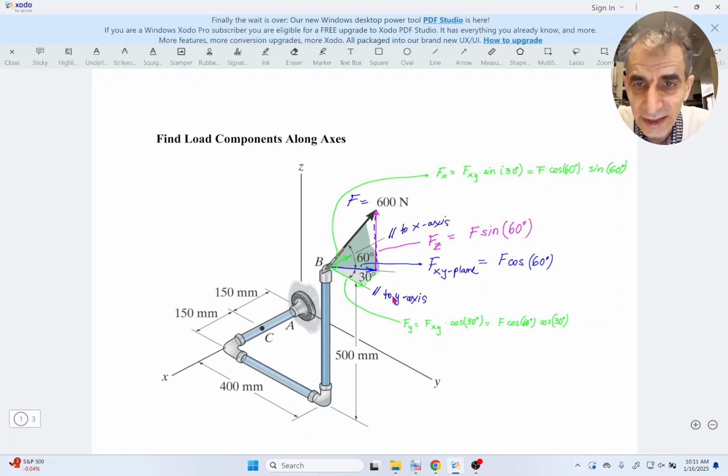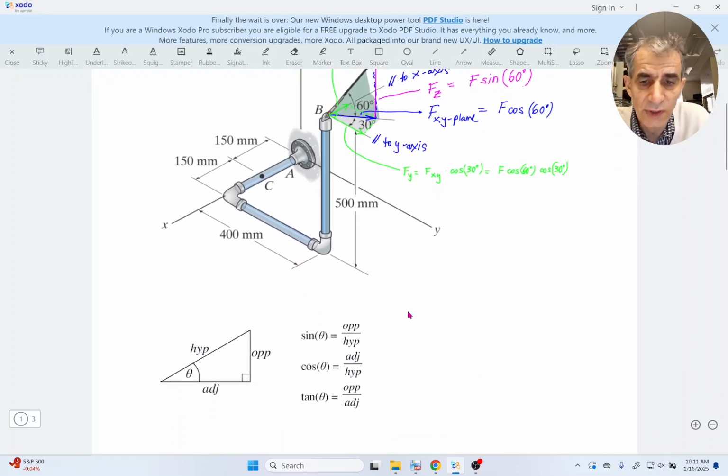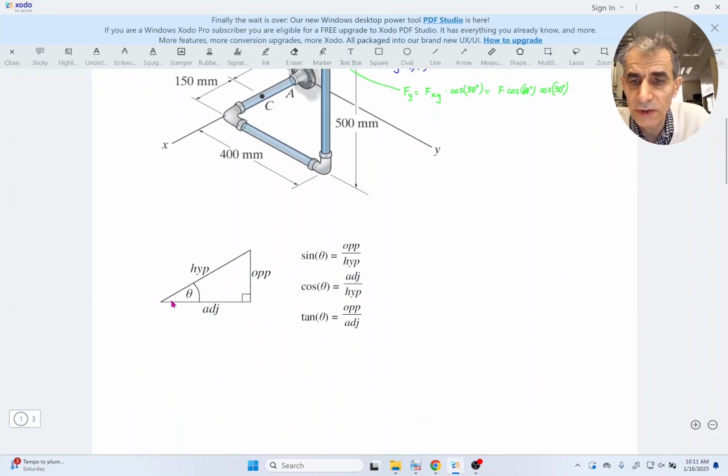Sometimes we have a hard time finding the components along the x, y, and z axes of a coordinate frame for a vector, in this case of a load F equals 600 newtons. Especially this is the case if we didn't have too much exposure or practice with projections on various planes before. But the matter is very simple and can be related to what happens in a right triangle.